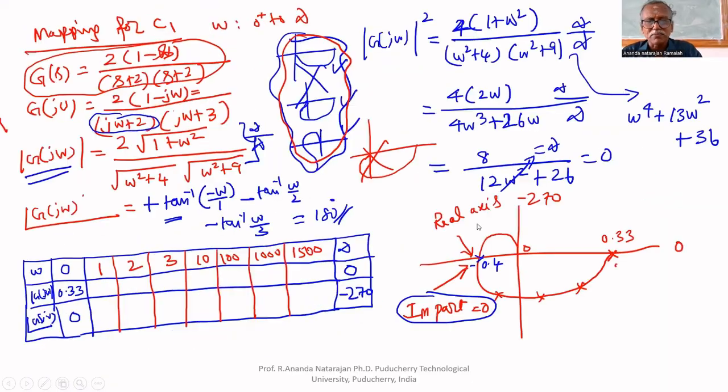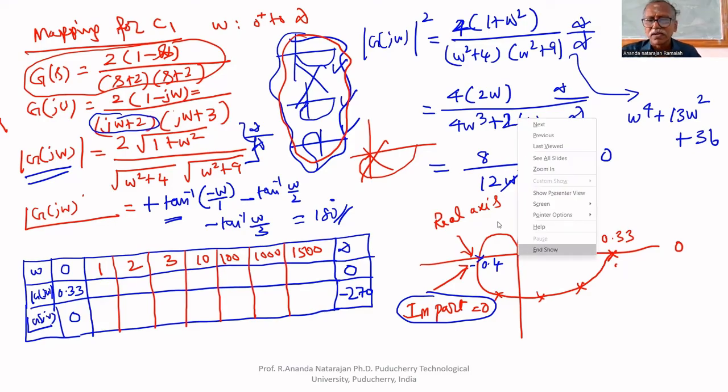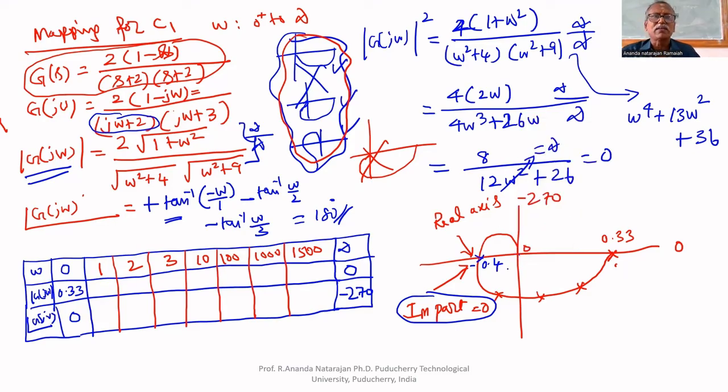Therefore, while substituting R e power j theta, the magnitude is always 0 if the denominator polynomial is higher than the numerator polynomial. That's why there is no plot for that infinite radius. Its magnitude is always 0. That's why its mapping comes at the origin only.